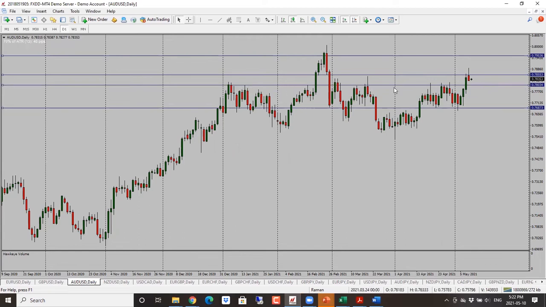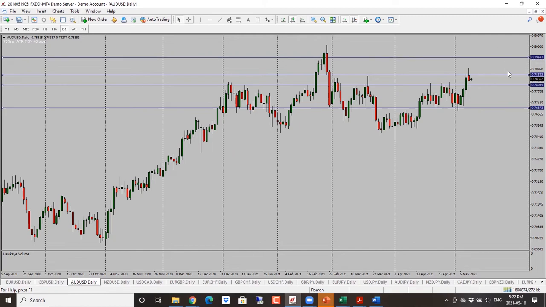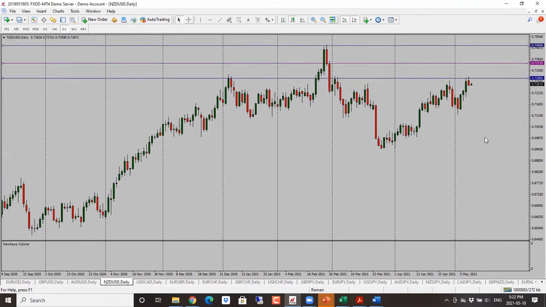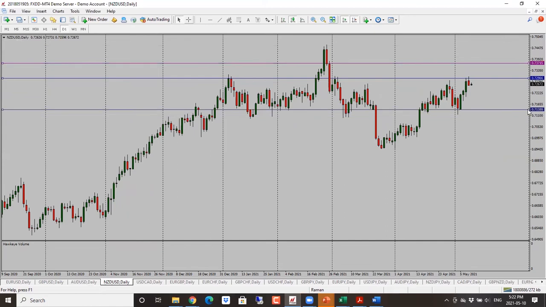So this is our strong support resistance level at 0.7800. So bearish bias in this case, first target 0.7800, second target 0.7750. So bearish bias here for Aussie dollar as well. New Zealand dollar, this one as well, looking bearish at this point, as we can see, looking for a bit of a pullback and then a drop.